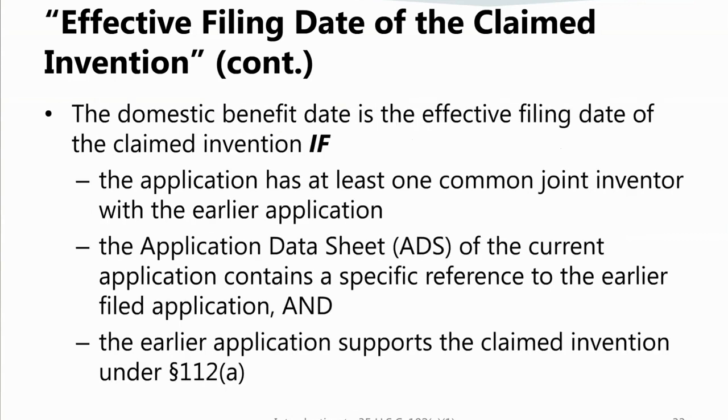For applicant to actually obtain benefit of the filing date of an earlier filed domestic application, the application must have at least one common joint inventor with the earlier application. The application data sheet of the current application must contain a specific reference to the earlier filed application, and the claimed invention must be described in that earlier filed application in the manner set forth in Section 112(a). Just like in the foreign priority situation, this means that the earlier filed application must describe the claimed invention and enable one of ordinary skill in the art to make and use the claimed invention. Again, it is the examiner's responsibility to make this determination for each claim in the application.